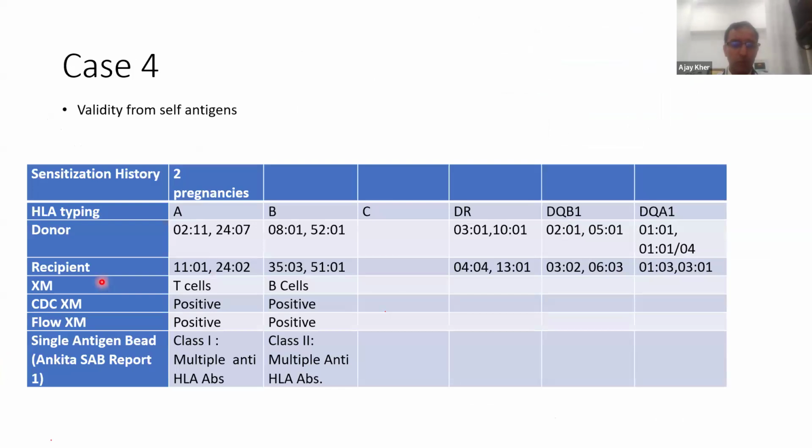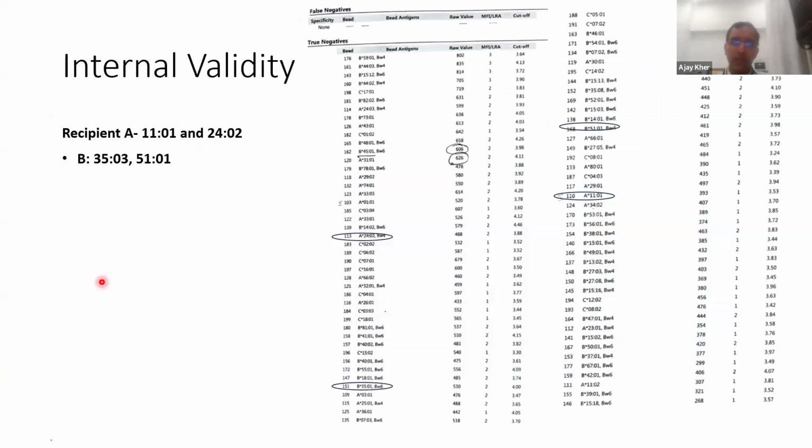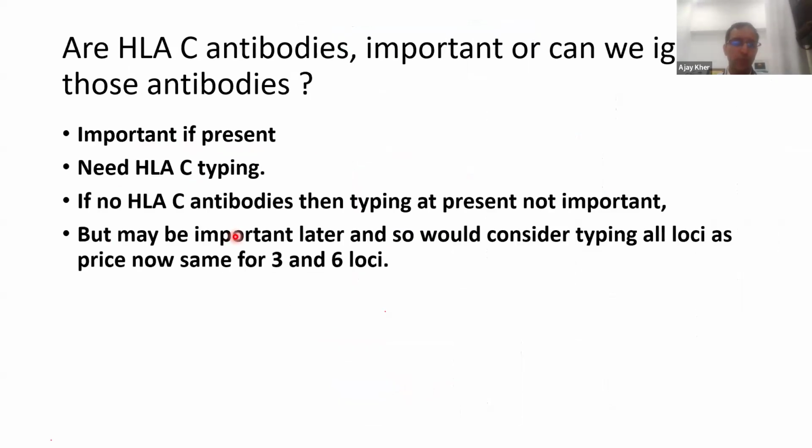So again, confirming the validity of the single antigen bead report with self antigen is pretty important and can be a good source of internal validity. So just like we did, A1101 and 2402 are negative. B3503 and 5101 are negative. So again, you know that this single antigen bead is valid.